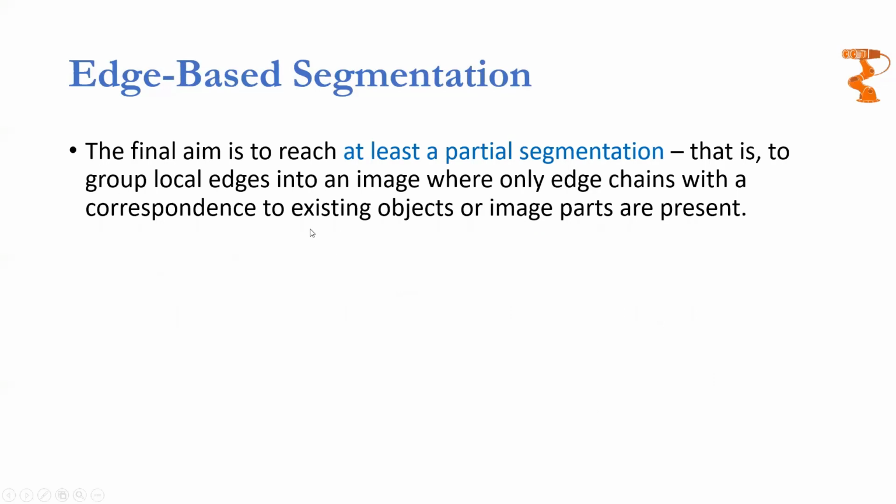So in edge-based segmentation, the aim is to reach at least a partial segmentation, at least something on which we can apply region-based segmentation or region growing processes to get the segmentation output. So we need some partial segmentation. We never aim to find a completely segmented output using edge-based segmentation techniques.